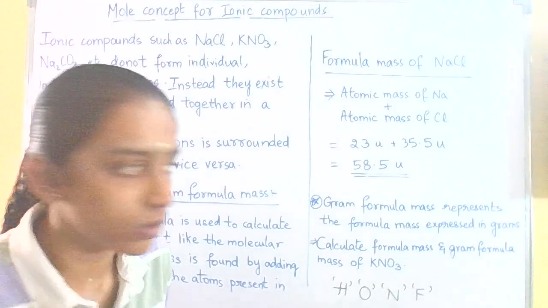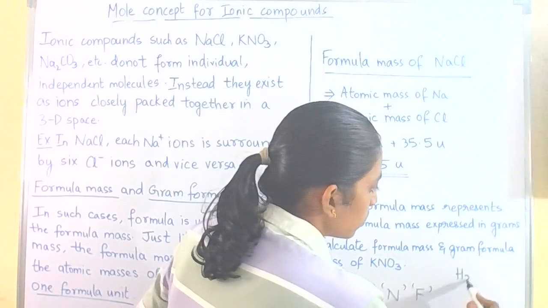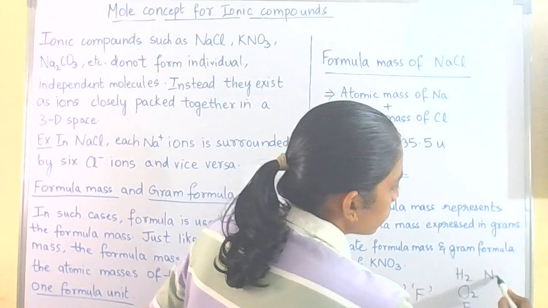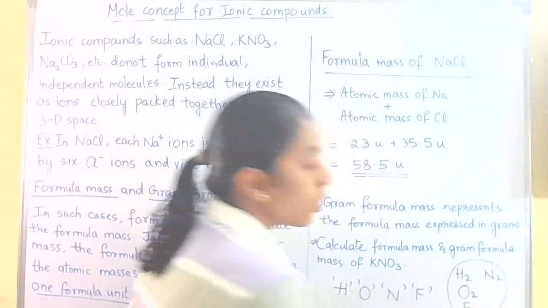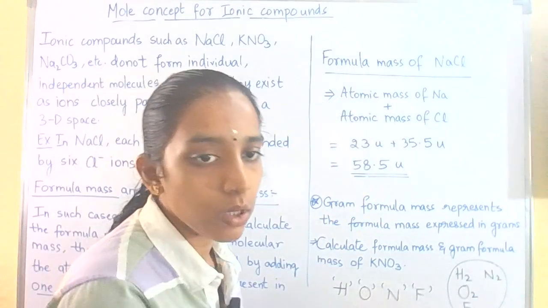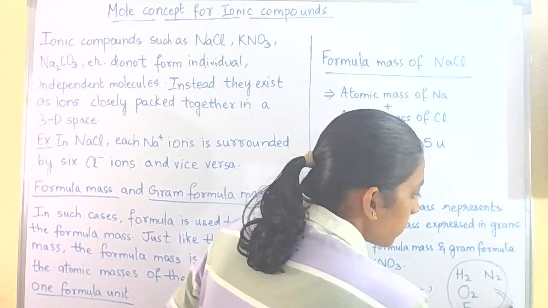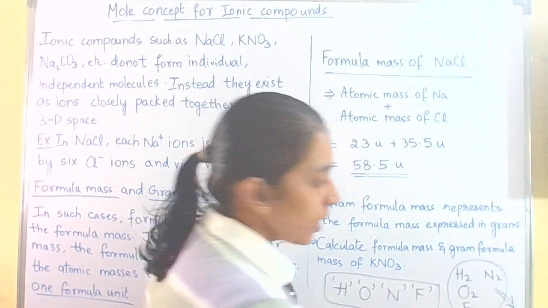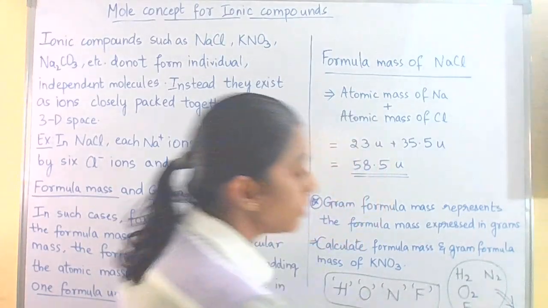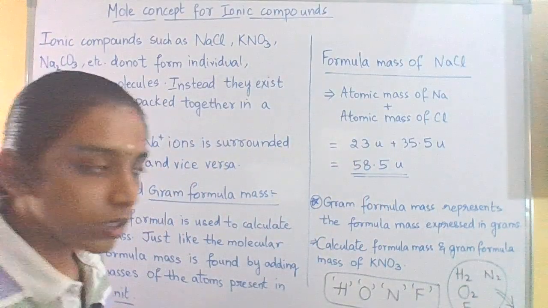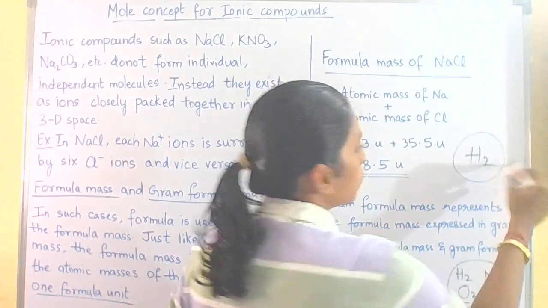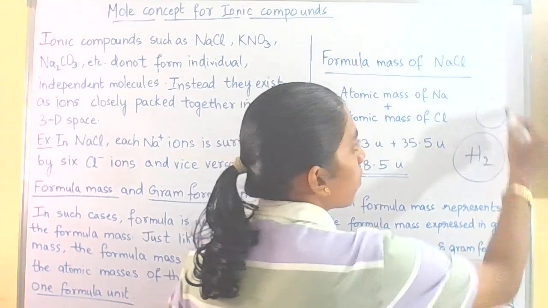Then what about the molecules? H2, hydrogen molecule, O2, F2, N2. These all are considered as molecules. These are individual molecules. They can exist independently. These atoms, they cannot exist independently. Then what is the difference between the molecules and ionic compounds? Molecules, we have a molecule of hydrogen, H2. We have a molecule of oxygen, O2.